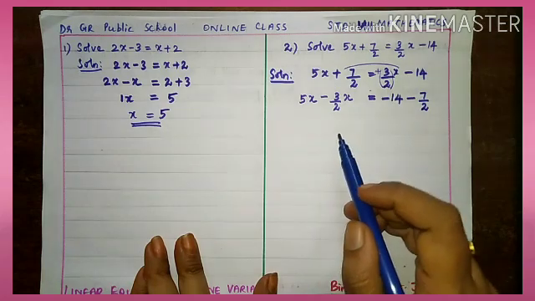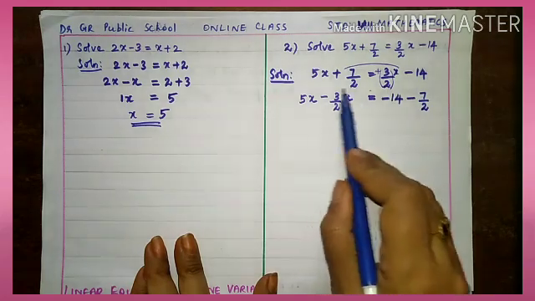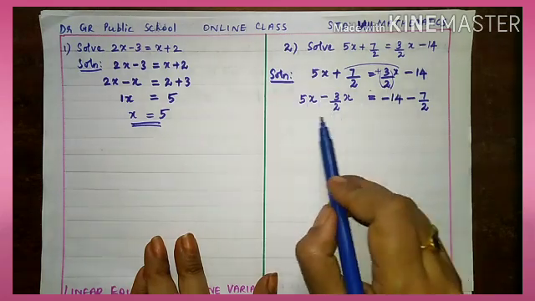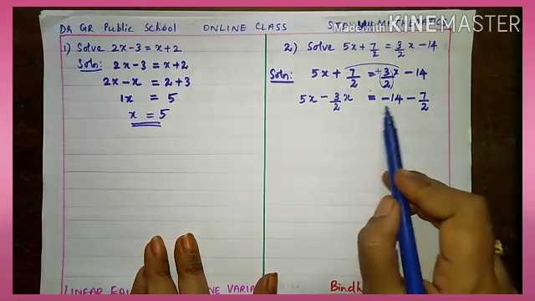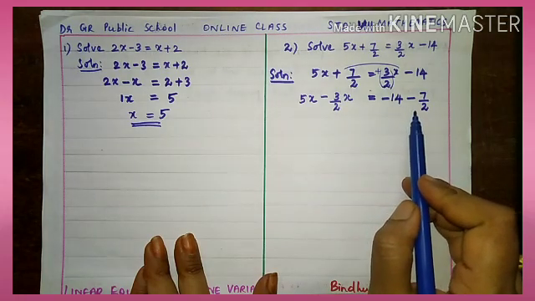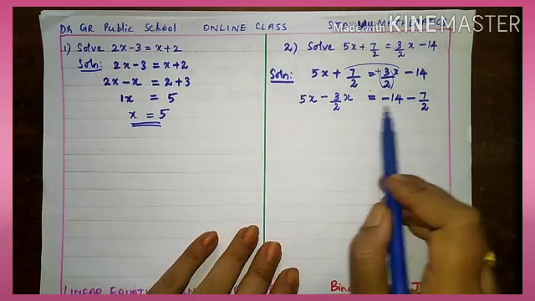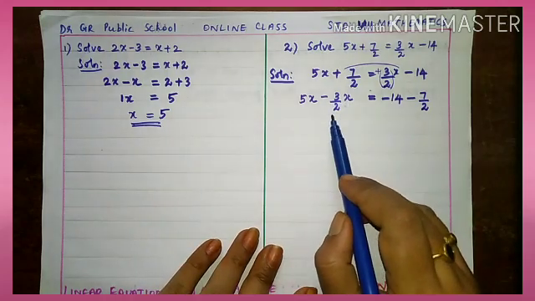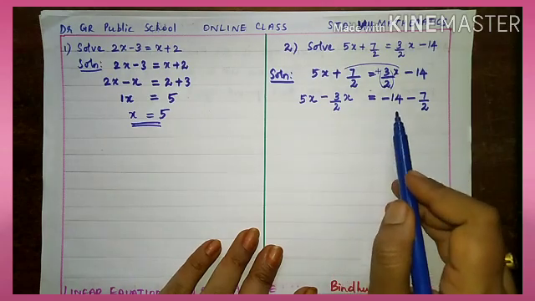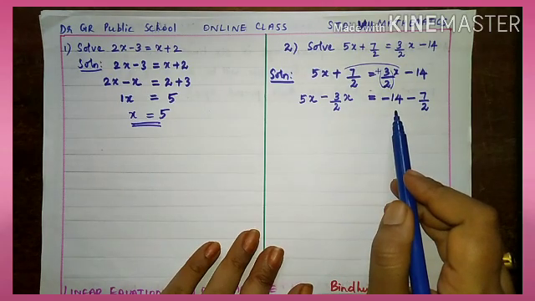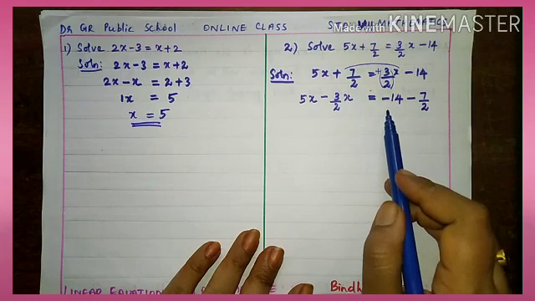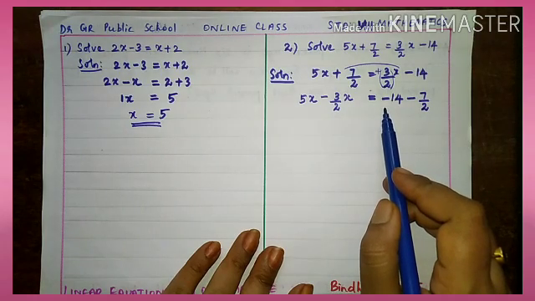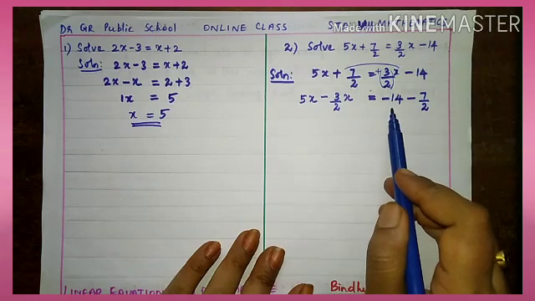Okay. So what have we done here? All the variable terms came to the LHS and all the numbers came to the RHS. Now our usual procedure: because there are fractions here, in addition and subtraction of fractions, what will we do? Yes, we will find the LCM for adding and subtracting. The same thing we are doing here also.